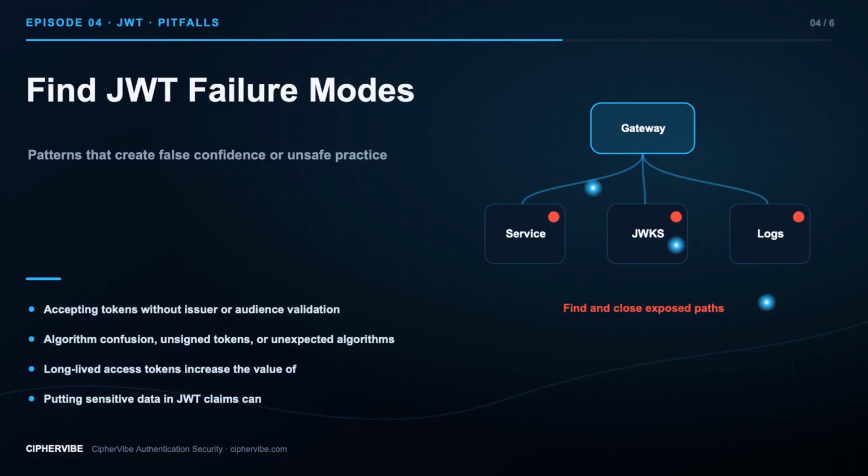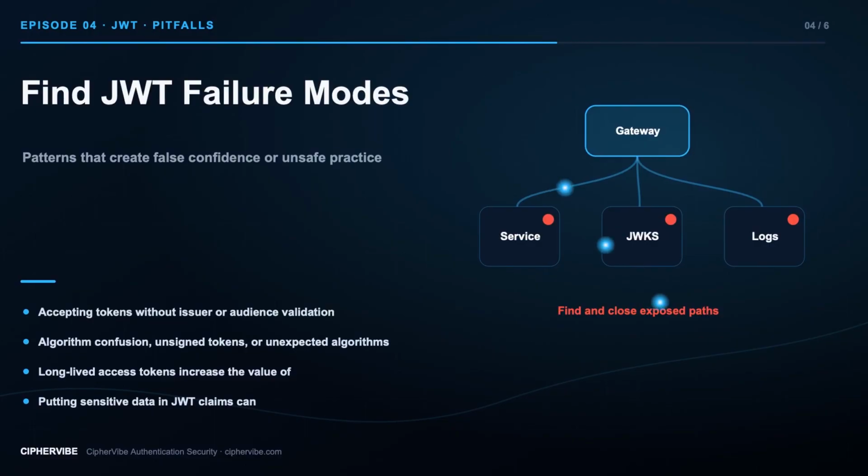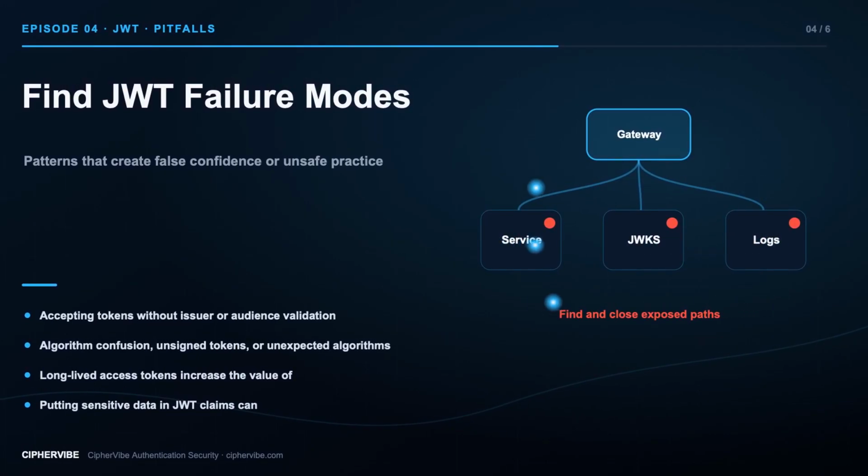Understanding failure modes will protect you from attractive but unreliable shortcuts. First, accepting tokens without issuer or audience validation lets tokens created for one app work against another.